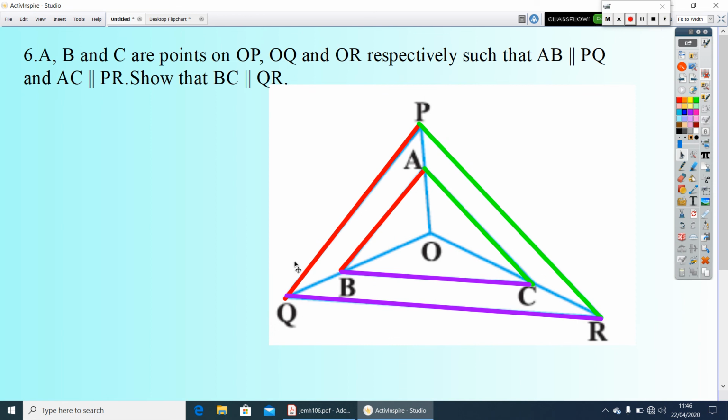Since AB is parallel to PQ, you can write OA by AP is equal to OB by BQ. Since AC is parallel to PR, again you can write OA by AP is equal to OC by CR. Both LHS are equal. From 1 and 2 you can get OB by BQ is equal to OC by CR. Now you can apply the converse of basic proportionality to arrive at the answer, BC parallel to QR.